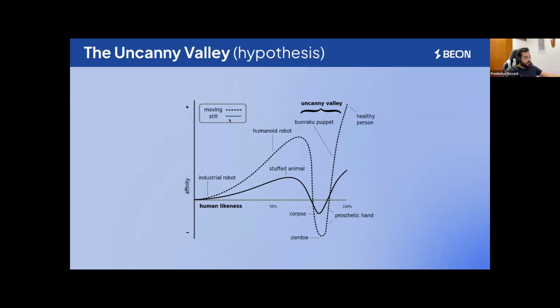So we're almost over, but there's a hypothesis that's really important to talk about, which is the uncanny valley. What is the uncanny valley? Imagine this chart where the y-axis measures the user's affinity to a digital object, and the x-axis is the human likeness. What does that mean? What is actually the uncanny valley?